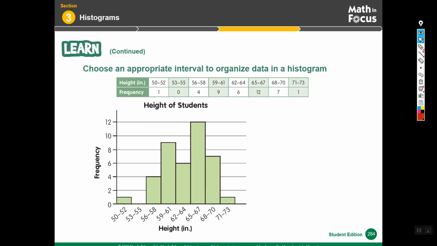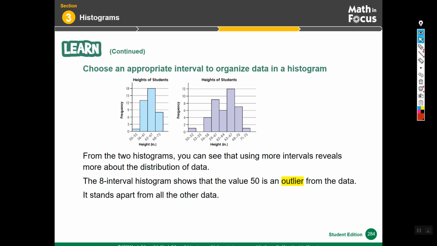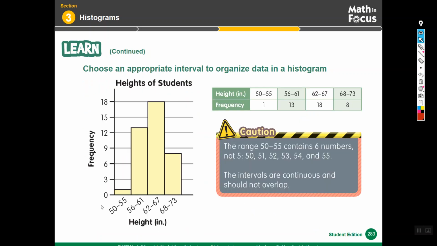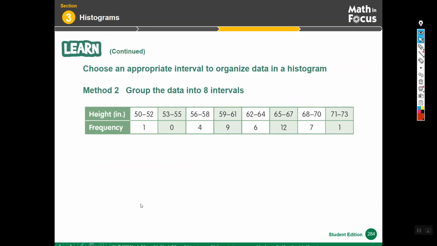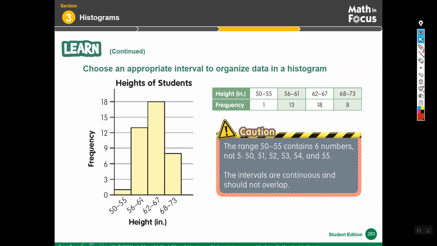Sorry, I went the wrong way. Okay. So you see, not many students fall into that range here. I'd be interested to know the age of these students. And then here, anywhere from 56 to 61, there looks like there's probably 13 of those. And then this next range, you're all the way up to 18. And then here back down to about 8. Okay, there's the numbers right there.